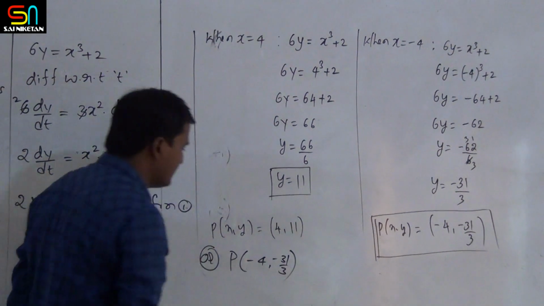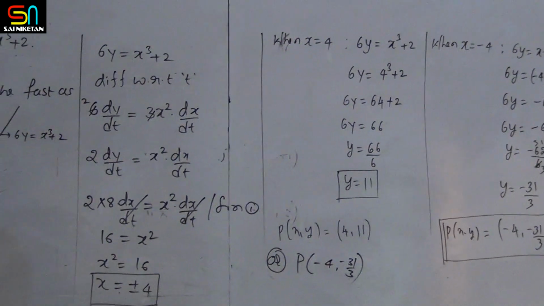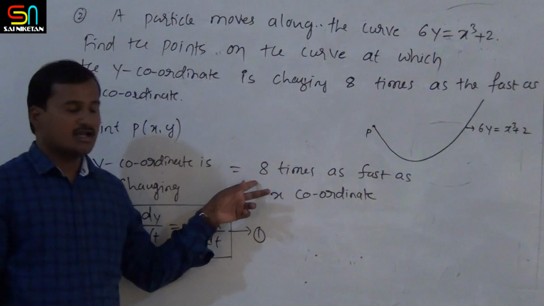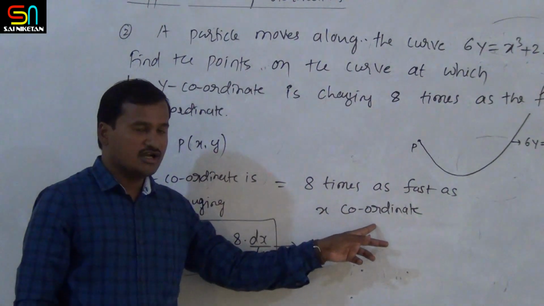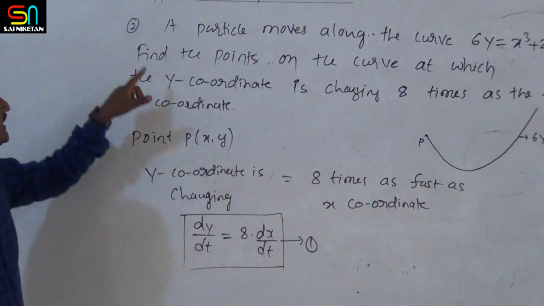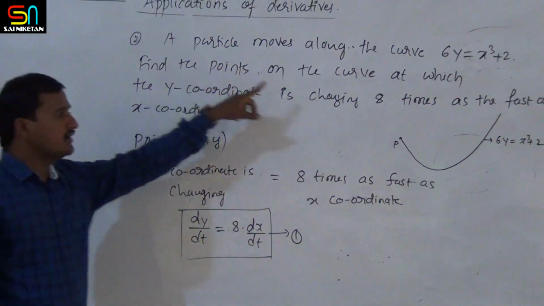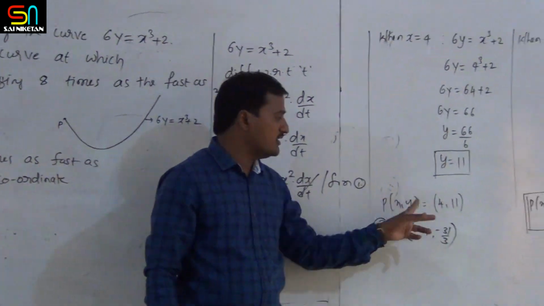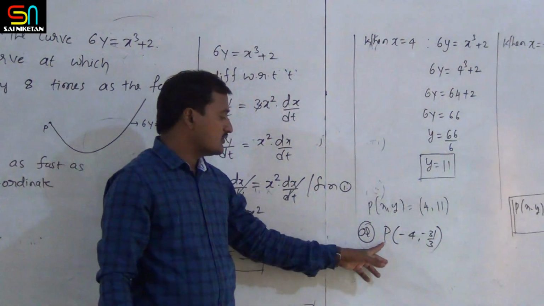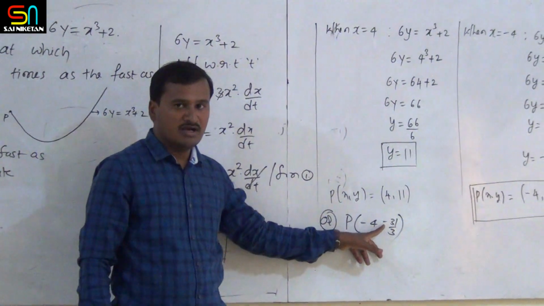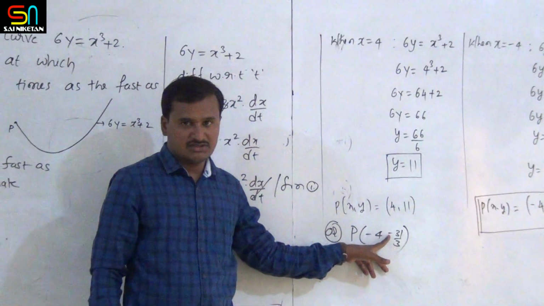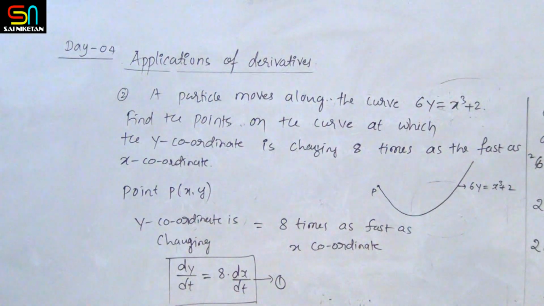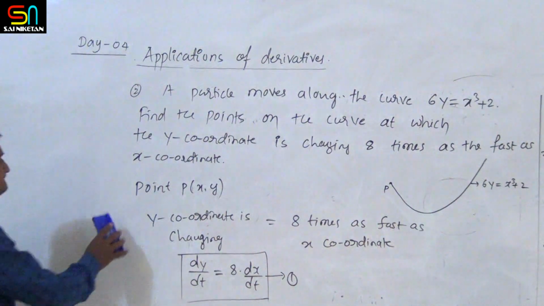It means that, according to this condition, the y coordinate is changing 8 times as fast as the x coordinate. By using this condition, we are getting the coordinate of the point on this curve. The coordinate of point P may be 4 comma 11 or the coordinate of point P is minus 4 comma minus 31 divided by 3. Is it right? Next, we have to solve one more problem.